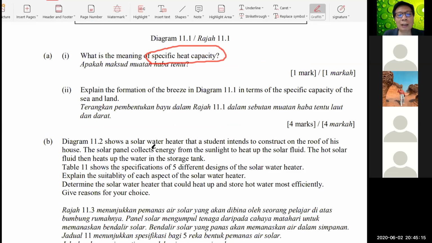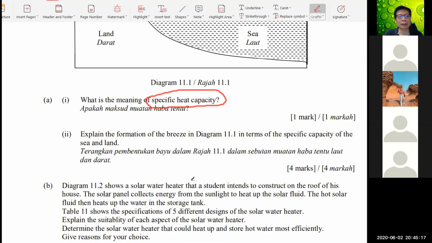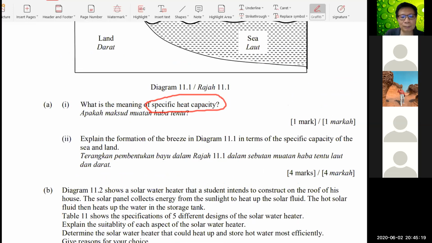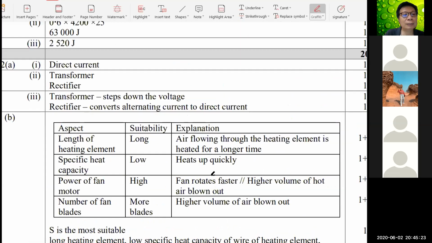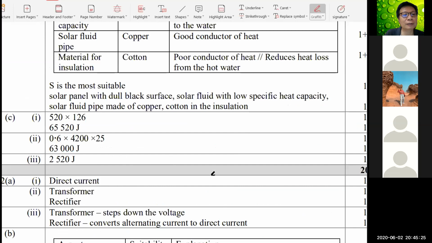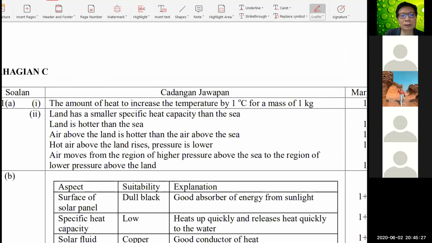Diagram shows a solar. Okay, this one later. Okay, let's see the answer for part A first, okay? Okay, the answer, question 11, right? Now, okay, it's here.